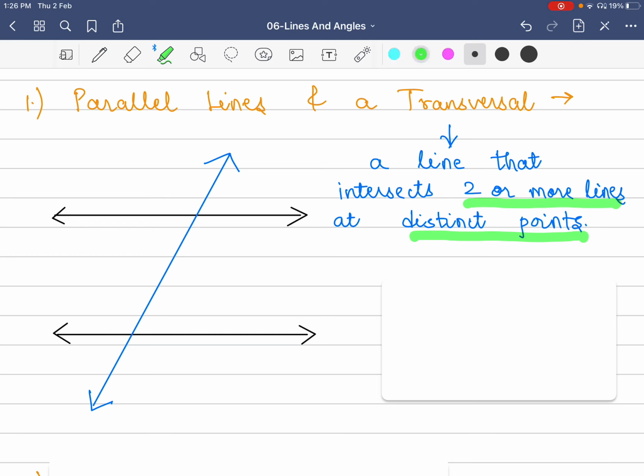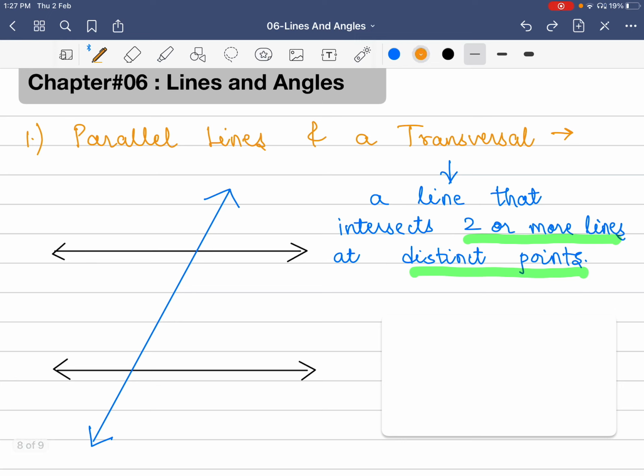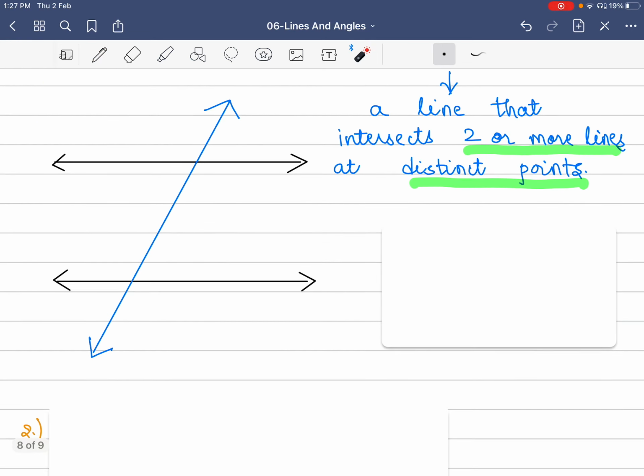First of all, let's confirm if this is a transversal. Does it intersect two or more lines at distinct points? Yes. These are the distinct points, this one and this one. So it is a valid transversal which cuts through two parallel lines. Now in this entire chapter, we are just focused on a transversal that will intersect two parallel lines. We won't take more than two parallel lines. So we'll always have two parallel lines and a transversal.